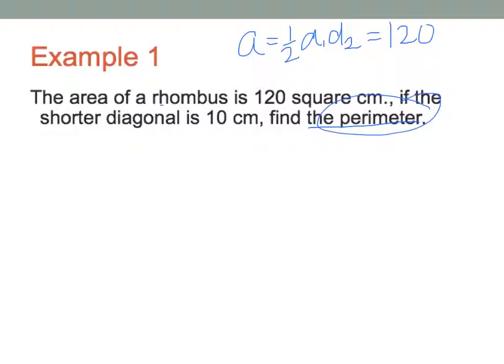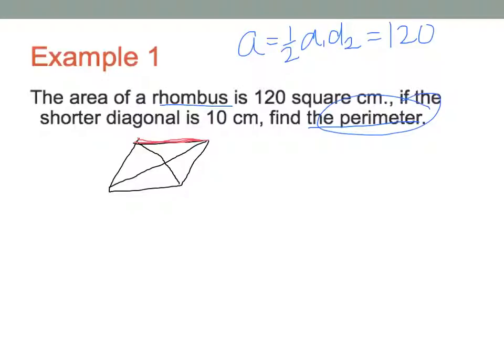Now it's a rhombus, so all 4 sides are equal. Let's draw this in now. Here's my rhombus. It's asking me to find the perimeter, and it's telling me that I've got a diagonal here and a diagonal here. And if I multiply both of them and divide by 2, I get 120. Now to find the perimeter, I need to find a side. And I'll multiply it by 4 to get the perimeter.